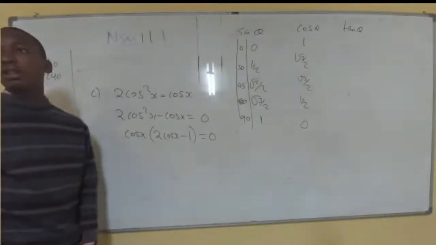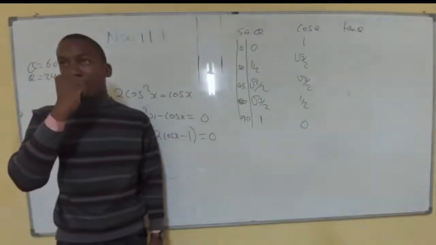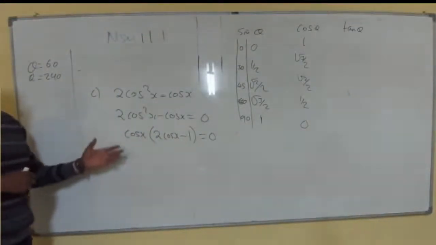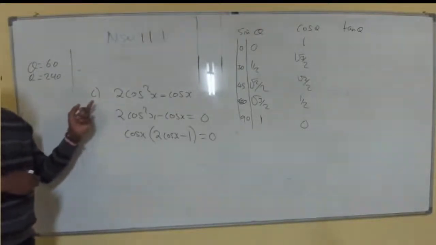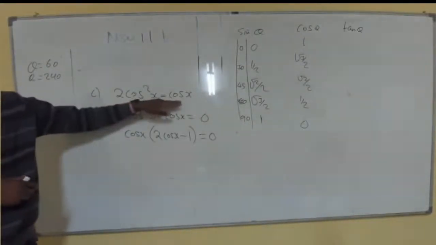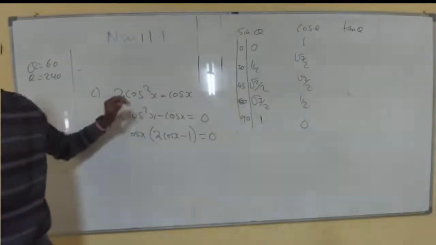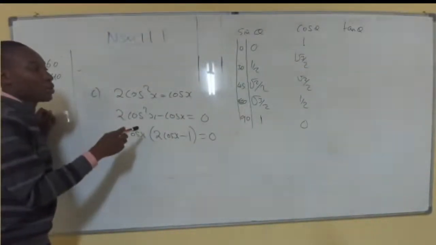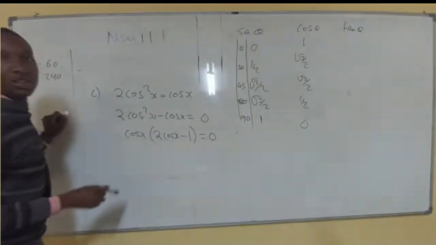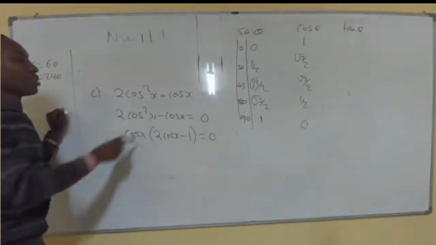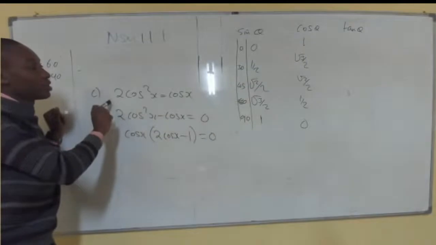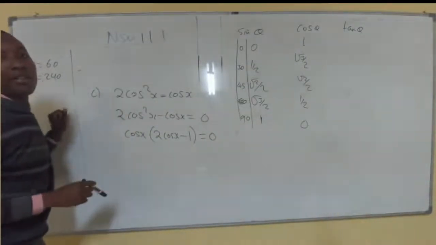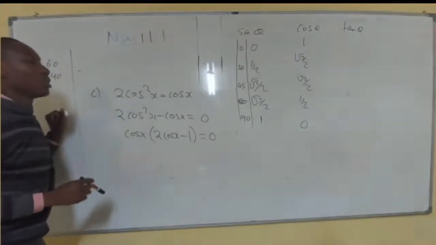Okay, so let's continue. As I was saying, you have 2 cos squared x is equal to cos x. So this is C. Now we're saying that it is very tempting for you to divide both sides by cos x. As you can see, it looks common, so that you remain with a 1 here, then you have 2 cos x is equal to 1. But in doing that, you lose a value, so you end up getting it wrong.